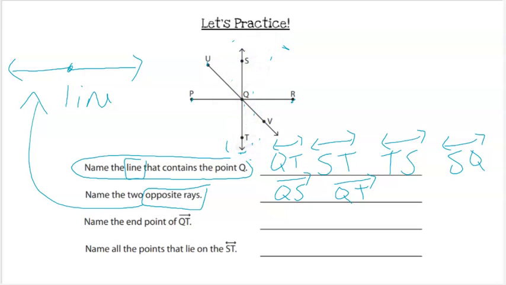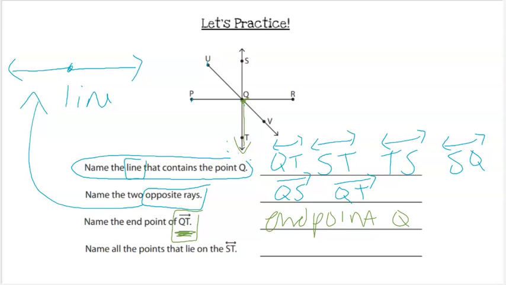I'm going to clear off our image here just to make room for more. Name the endpoint of ray QT. Well, we could name it from our label. Based on this naming, the endpoint would be point Q. If we look, point Q is here, and then the ray goes toward T. So that is the endpoint. That's the point where it starts.